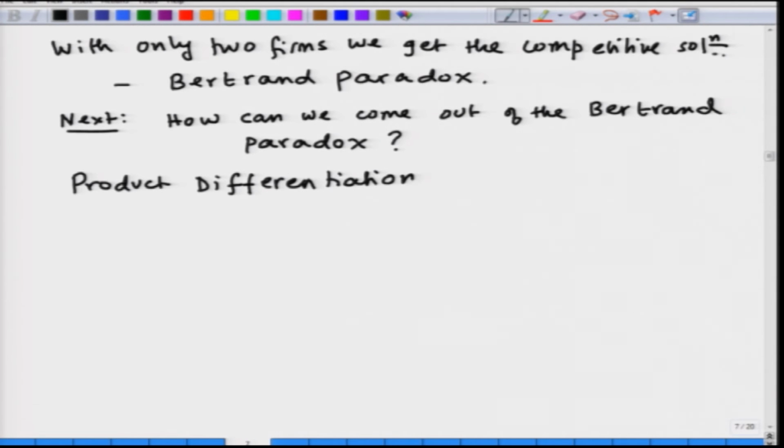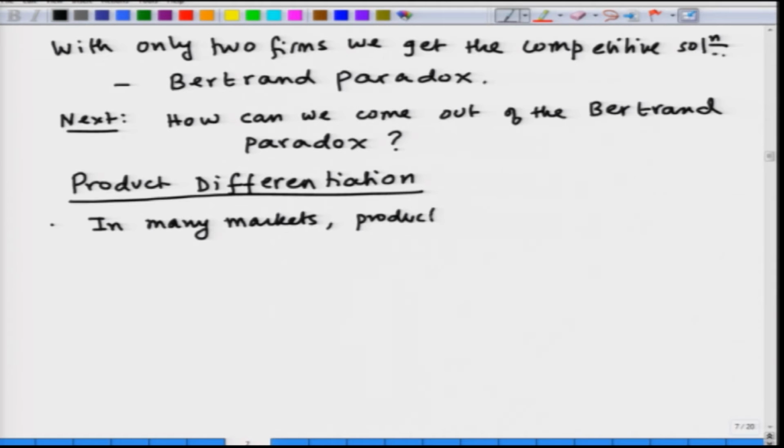So, this is the first time we would introduce this notion of product differentiation in the context of an oligopoly model. The reason we want to bring in this feature is that in many markets, products that compete with each other are not perfect substitutes.